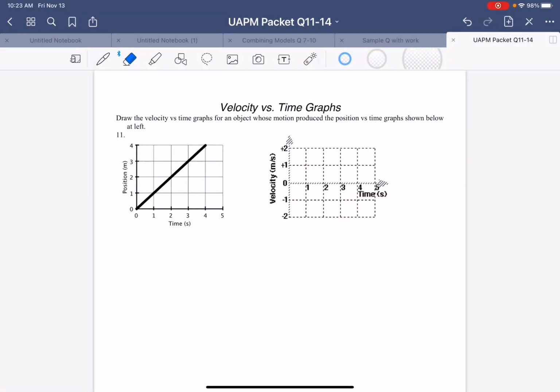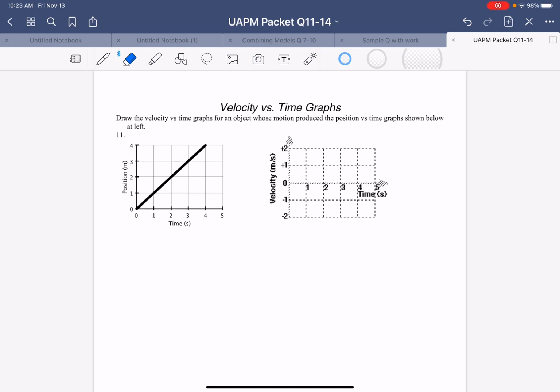Hey everybody, it's Miss Pollock, and today I'm going to talk to you about velocity time graphs. So this is from your UAPM packet, and this is questions 11 through 14, and I'm going to go through them with you so we can learn a few cool things about graphs.